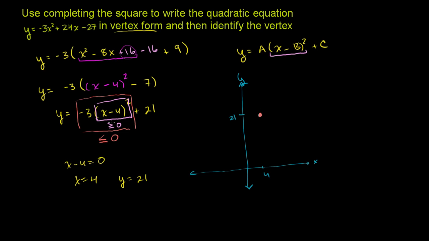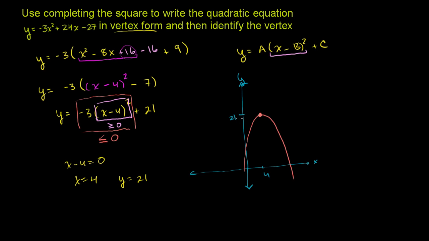This is the highest value that the function can attain. It can only go down from there, because if you shift the x around 4, then this expression will become non-zero. When you square it, it'll become positive. When you multiply it by negative 3, it'll become negative. So you're going to take a negative number plus 21. It'll be less than 21. So your parabola is going to look like this.